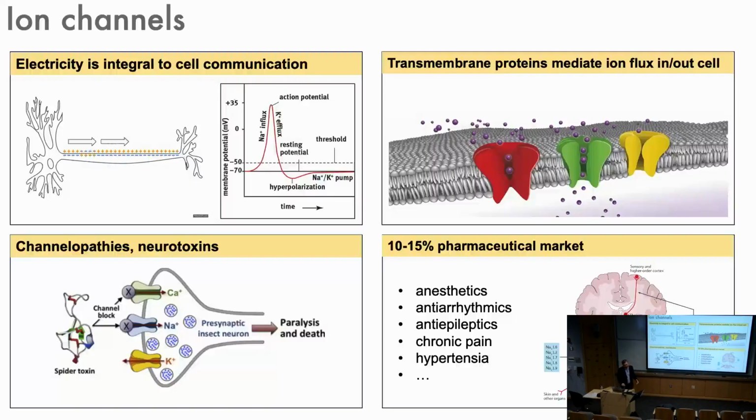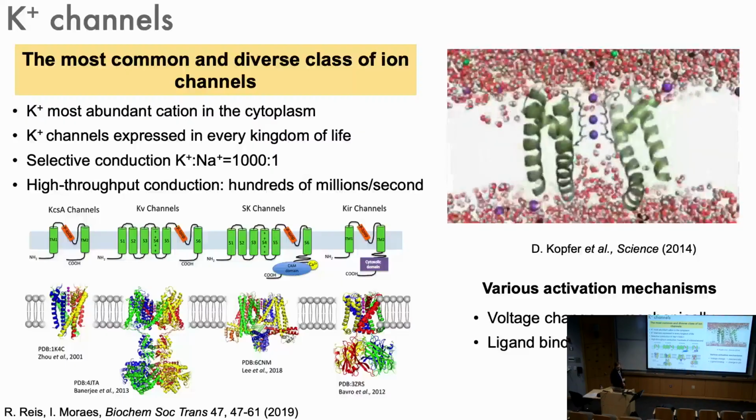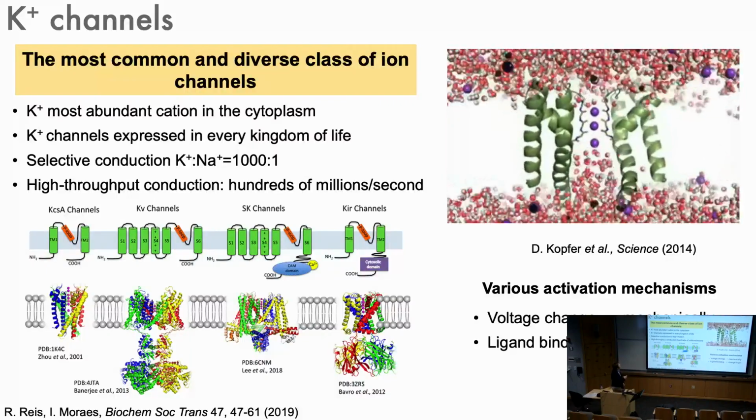And they are actually expressed in every kingdom of life, every tissue, your brain, your heart, it's everywhere. Different kinds of ion channels, of course, but they are everywhere. And in our work, we're specifically looking at potassium channels because potassium is the most abundant cation in the cytoplasm, and there is a huge variety of potassium channels that are responsible for very key functions.